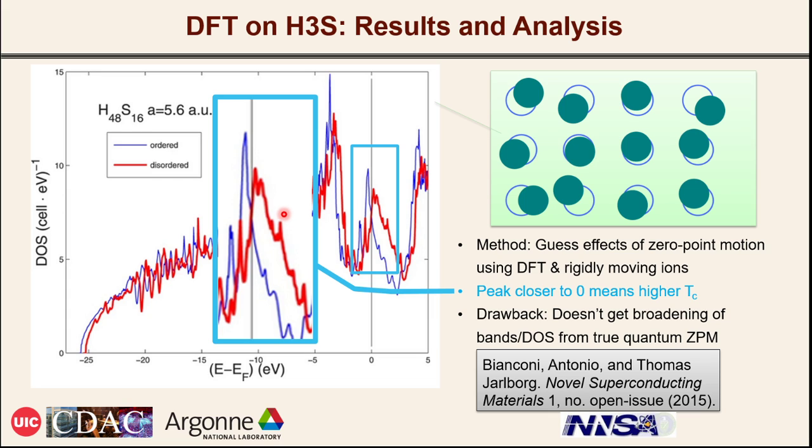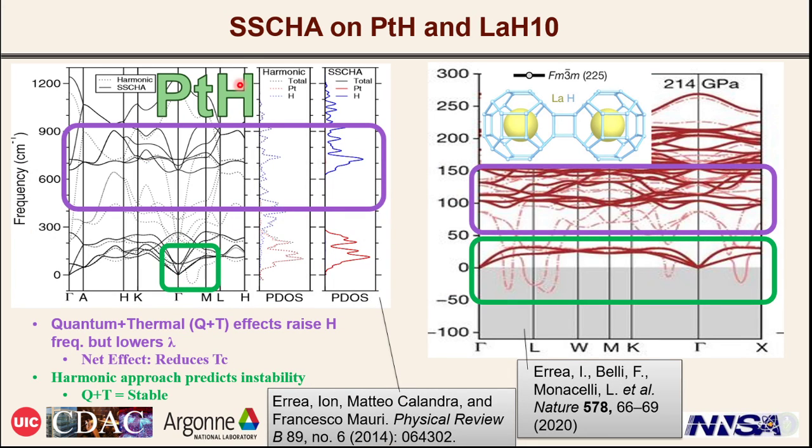So it's important to ask whether or not we can actually figure out if this is the case. Well, density functional theory alone can't tell us that. SSCHA is an improved method. On the left and the right, I show platinum hydride and lanthanum hydride.